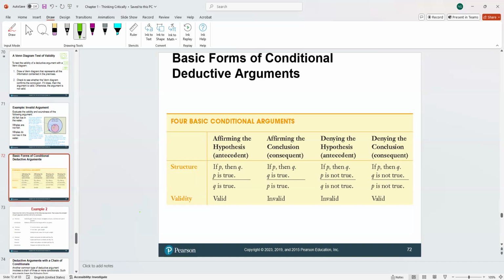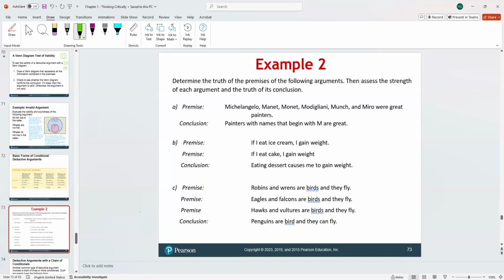Affirming the hypothesis, the antecedent: if P then Q, P is true, so Q is true. Affirming the consequent: if P then Q is true, then P is true. Denying the hypothesis: if P then Q, P is not true, then Q is not true, or Q is not true, then P is not true. So we have four, and those are the formal conditional deductive forms, so we can verify.